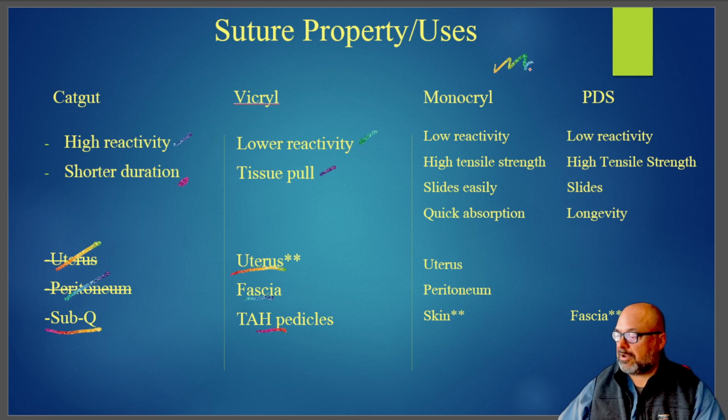With the two monofilaments over here, monocryl and PDS, low reactivity, high tensile strength. They do tend to slide easily through the tissue. Monocryl having a relatively quick absorption, and PDS really having that longevity. Monocryl, some folks, like I said, they use that on the uterus. You could use it on the peritoneum, although most folks are not closing peritoneum. I actually use it on the subcutaneous tissue, and then use it on the skin for subcuticular closures. PDS, I think most folks are predominantly using that on the fascia.